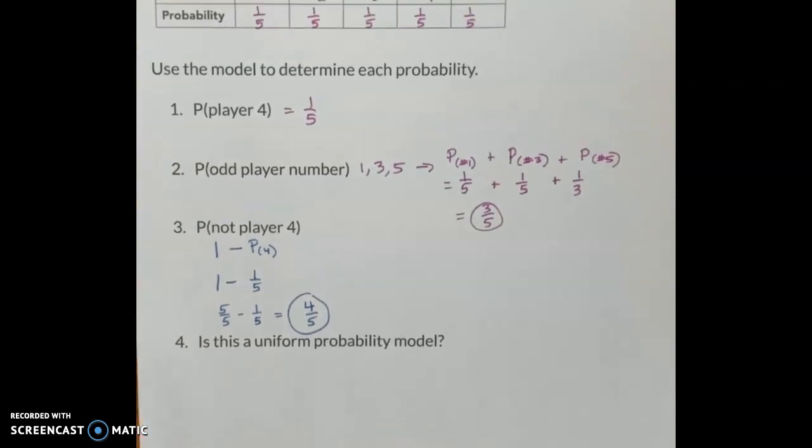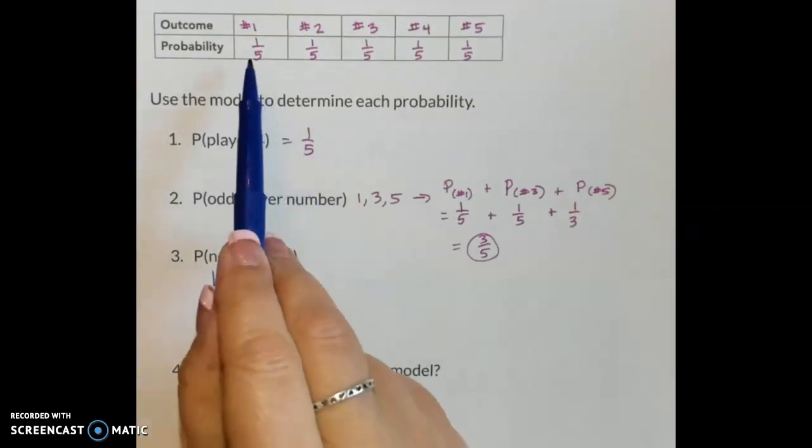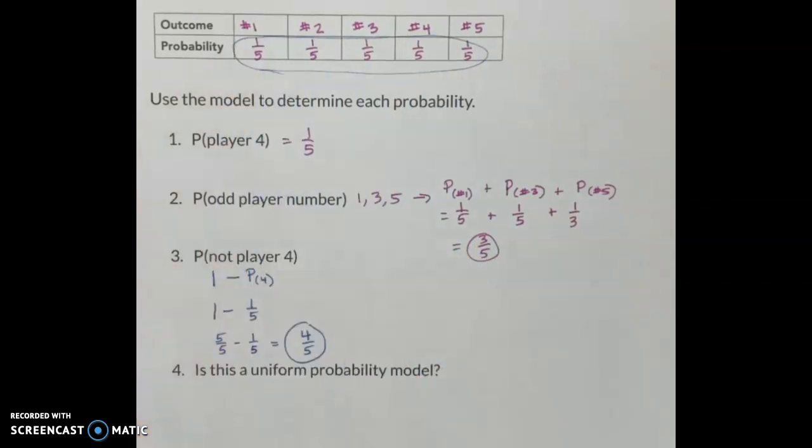All right, last but not least, is this a uniform probability model? Okay, if we go back up and take a look at all of our probabilities from our model, all of them are equal to 1/5. So our answer to this question is yes. Because all of the probabilities were equal, this is a uniform model.